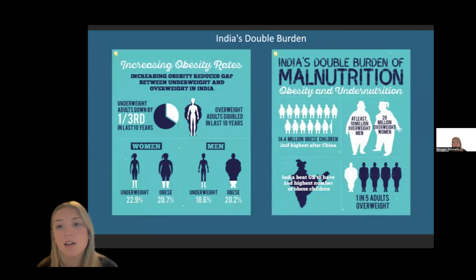Looking into India gives us another lens. It's facing a double burden of undernutrition, yet also obesity, often in the same communities. As urbanization increases, processed and fast foods are replacing traditional diets, leading to this complex issue.